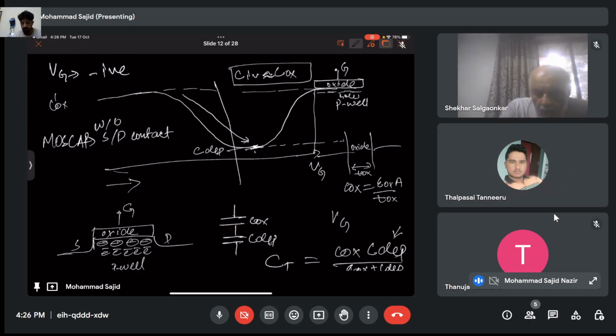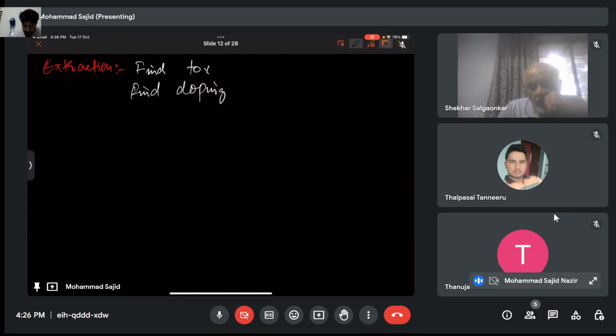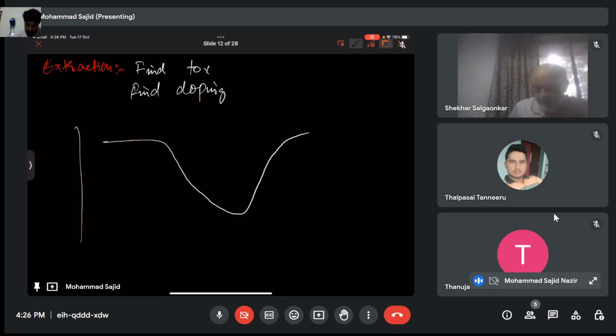Usually, what you get in these capacitance characteristics are extraction type questions. What I mean by extraction type questions is like: find T-ox, find P-ox, find doping. For example, I will give you this characteristic, and I will give you a total capacitance of 1 picofarad here, and let's say this is 0.1 picofarad. So I will tell you, find the T-ox. How will you find the T-ox?